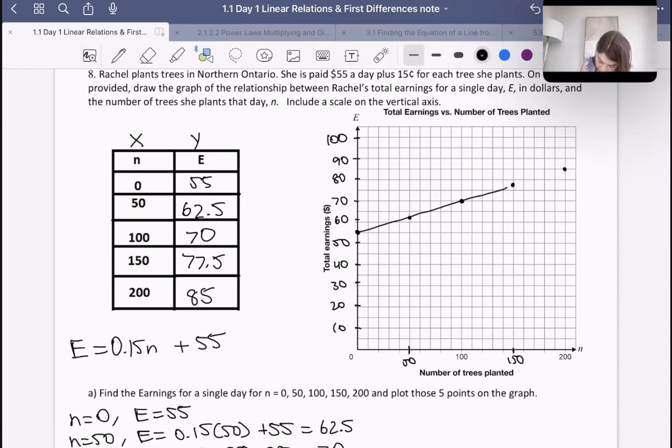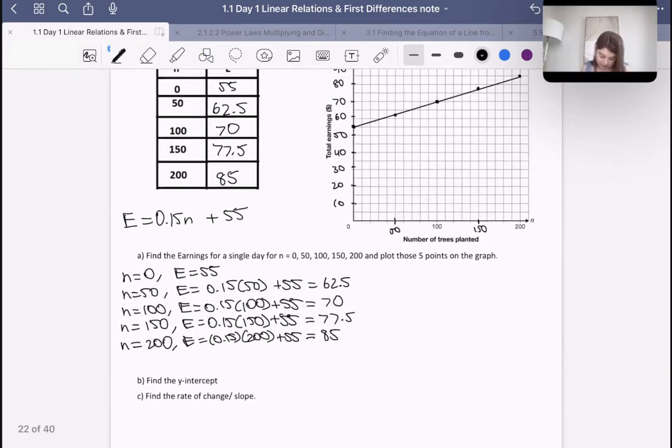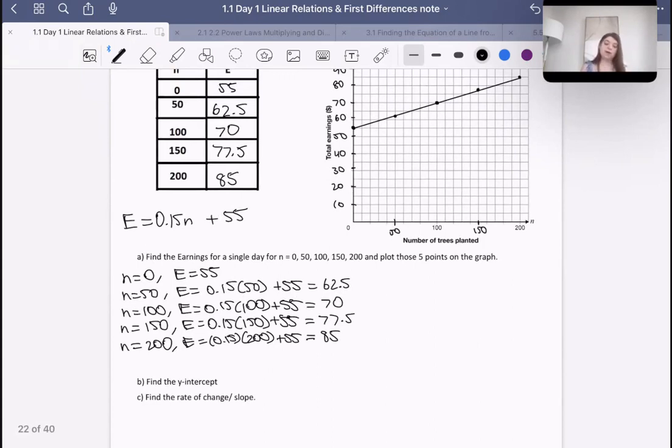So now I'm just going to draw a nice straight line through there, and that should represent a nice straight line if we've done it correctly, which it does. So that's good. Okay, let's see what's next. It says find the y-intercept. Well, we already know the y-intercept is just what is the y value when x is 0, which is 55, so we can just say 55.